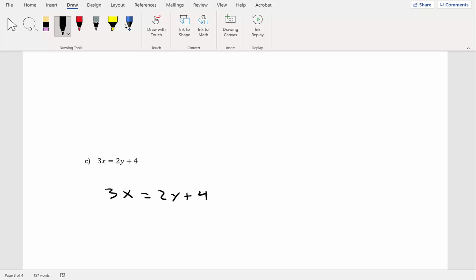So what I have to do in this case is get the y completely by itself. So I have it in slope-intercept form. And then I can identify my slope and my y-intercept. So let's go ahead and isolate the y. So first we're going to subtract 4 from both sides. We get 3x minus 4 is equal to 2y.